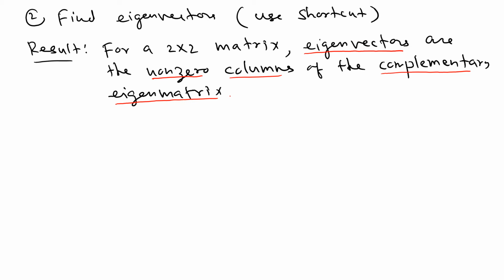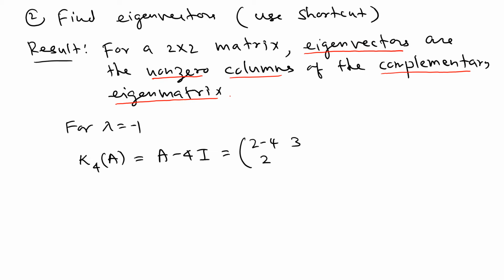So let's use that fact now. For lambda equal negative 1, we're going to look at the eigenmatrix. We use the kappa for that, the other one, that means 4. So this is simply A minus 4I, that means subtract 4 from the diagonal entries. So 2 minus 4, 3, 2, 1 minus 4, which is simply negative 2, 3, 2, negative 3.